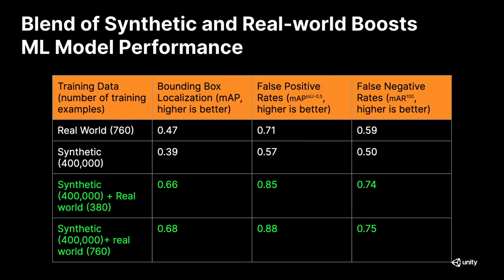And then with synthetic plus real-world data, we see higher performance than the real-world data alone or the synthetic data alone. And we also see when we boost up the amount of synthetic data a little bit higher, we get even better results. So the key finding is that we can get quite good results with a combination of a small amount of real-world data and a large amount of synthetic data.